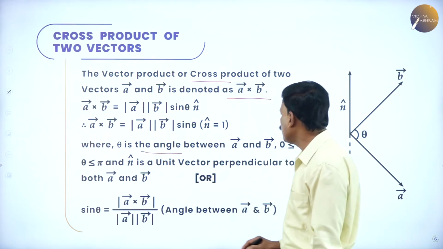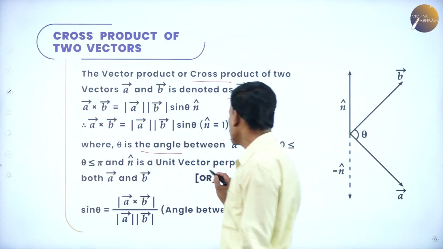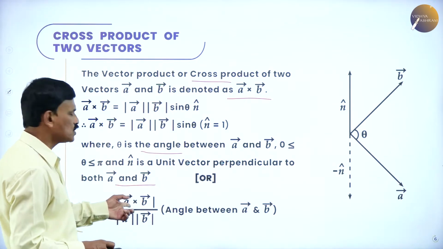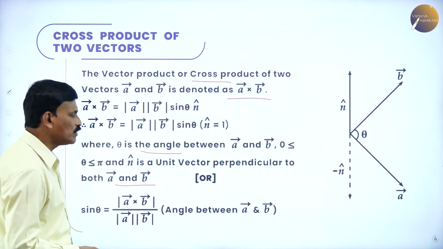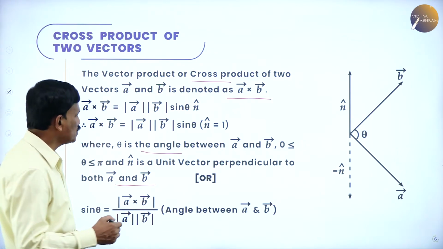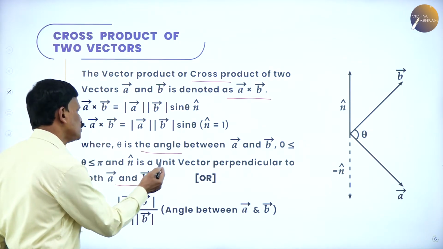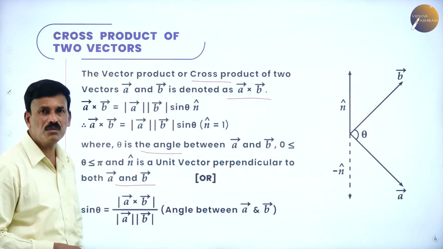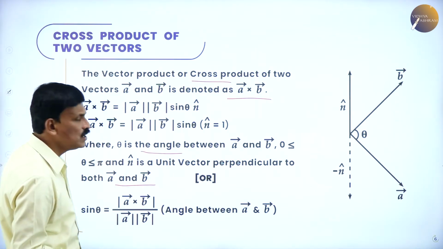If theta is the angle between the vectors A and B, and theta lies between 0 and pi, and n cap is a unit vector perpendicular to A and B, then we have sine theta is equal to length of A cross B divided by length of A and length of B. That is the angle between the vectors A and B. So, here the value of theta lies between 0 and pi, and n cap is a unit vector perpendicular to both A and B. Then sine of the angle between the vectors is given by length of vector A cross B divided by length of A into length of B.